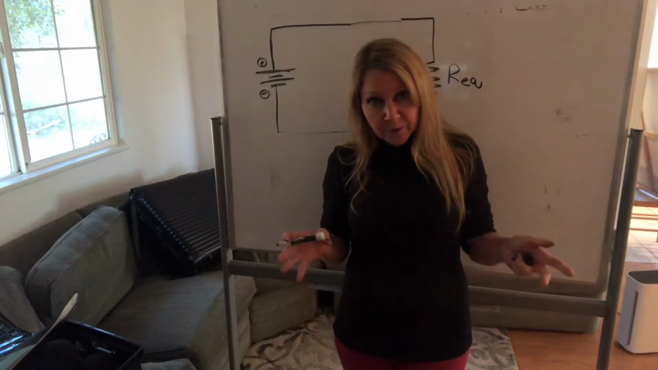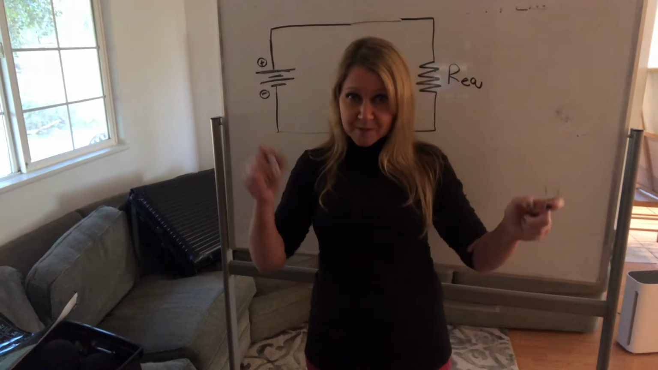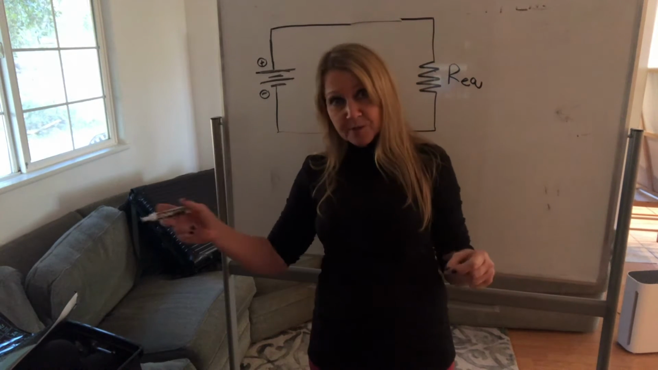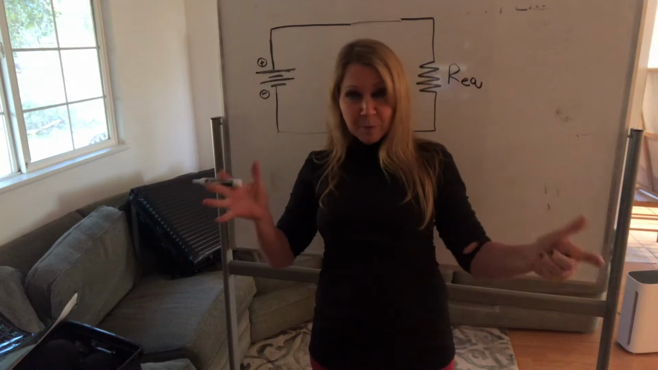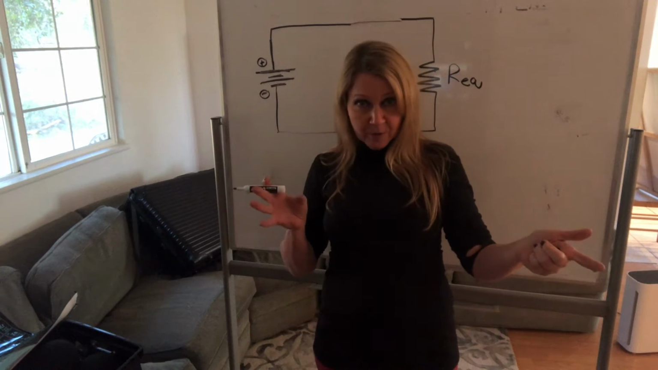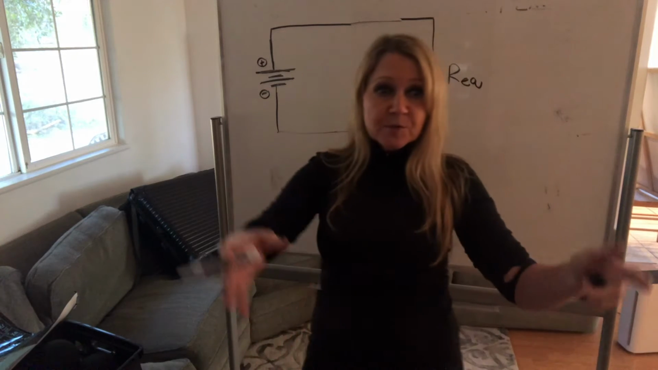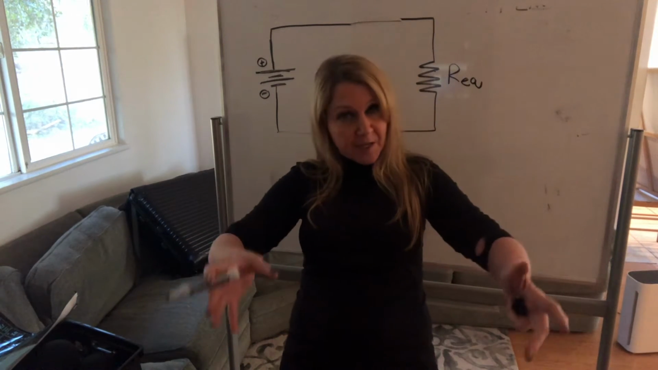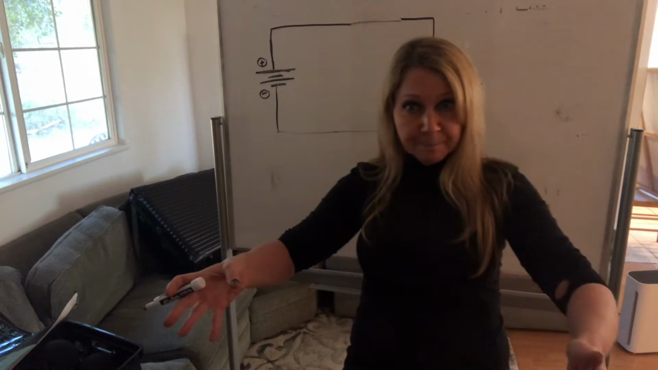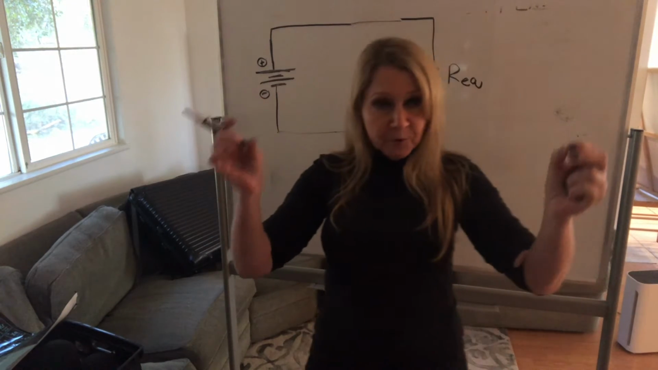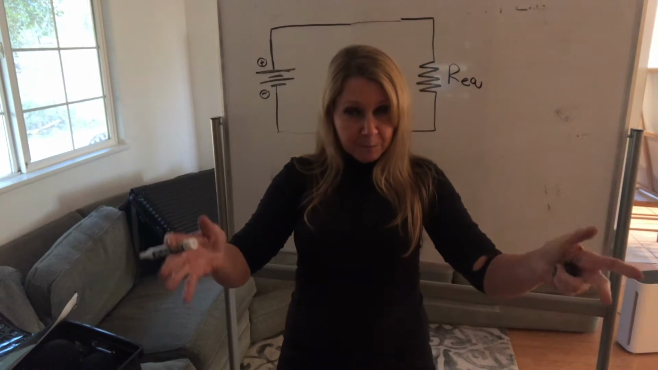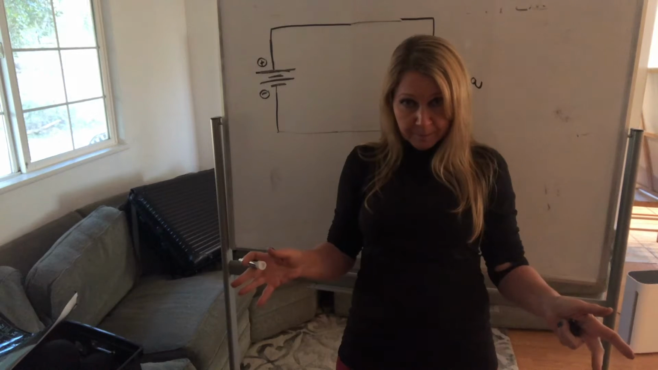So the current, remember the current is that flow of electrons. That is going to be the same throughout all the resistors because there's no other path for the electrons to flow. So they have to go through those resistors. And the resistors, that current will be the same for all those resistors. The voltage then is going to be split between the resistors.